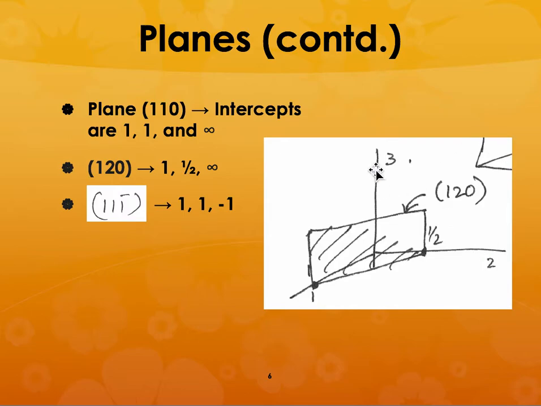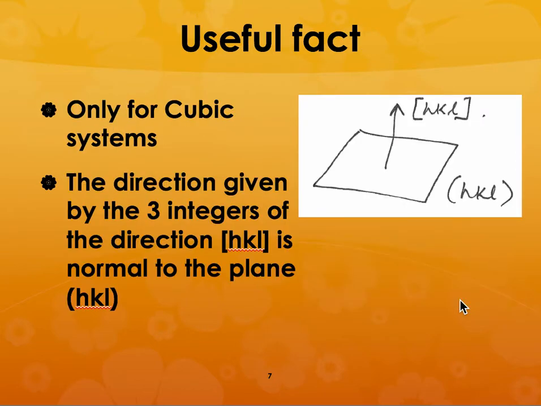For example, if it is plane 110, it means the intercepts are 1, 1 and infinity. 120 means the intercepts are 1, 1 half and infinity. 1 1 1 bar means the intercepts are 1, 1 and minus 1. So if you know the intercepts, you can draw that plane.